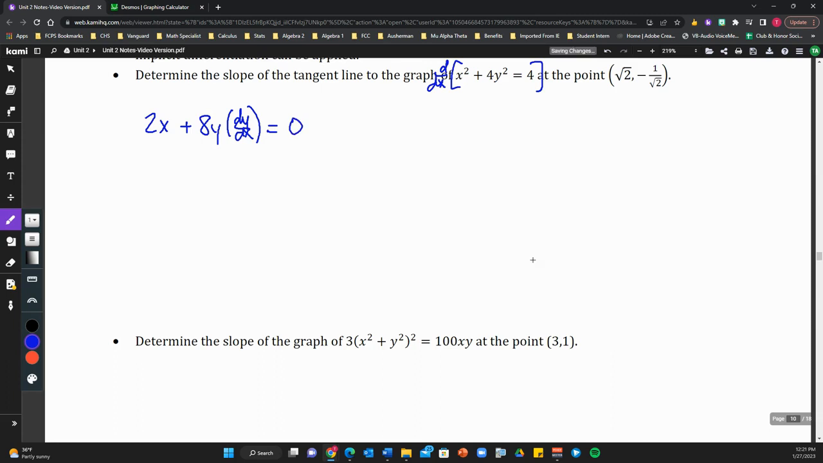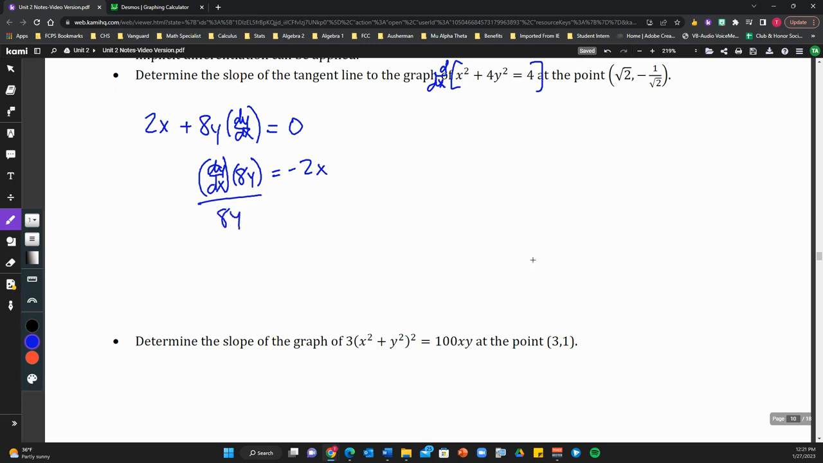This one has fewer parts to it, so it's a little more straightforward. I can move the 2x over, so I'd end up with -2x over here. There's only one other term, so there's no factoring involved here. It's just my dy/dx multiplied by 8y. I don't have to change up the order. I just wanted to. I like having the dy/dx out in front, so it makes it a little easier to see what I'm dividing away. That's just a personal preference.